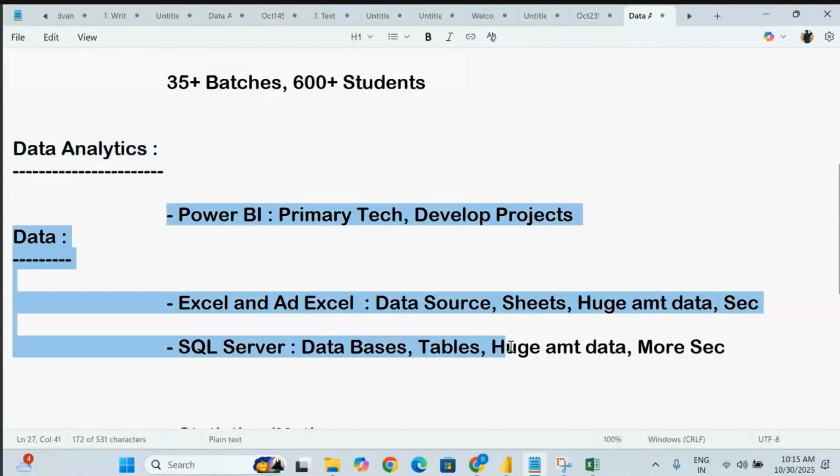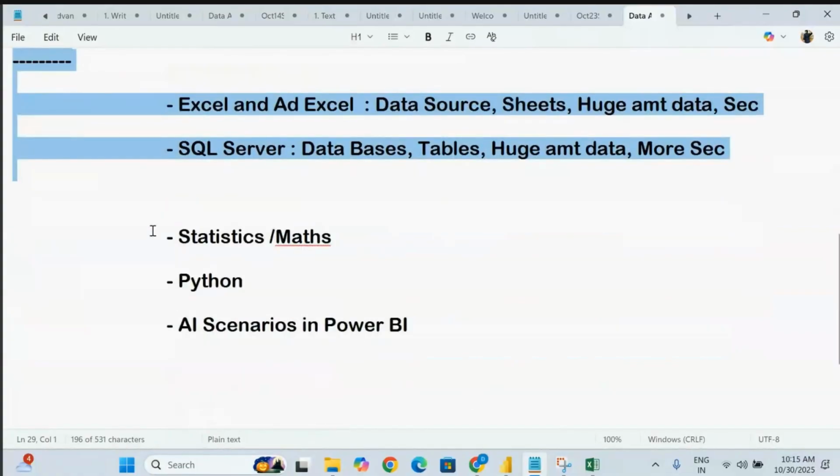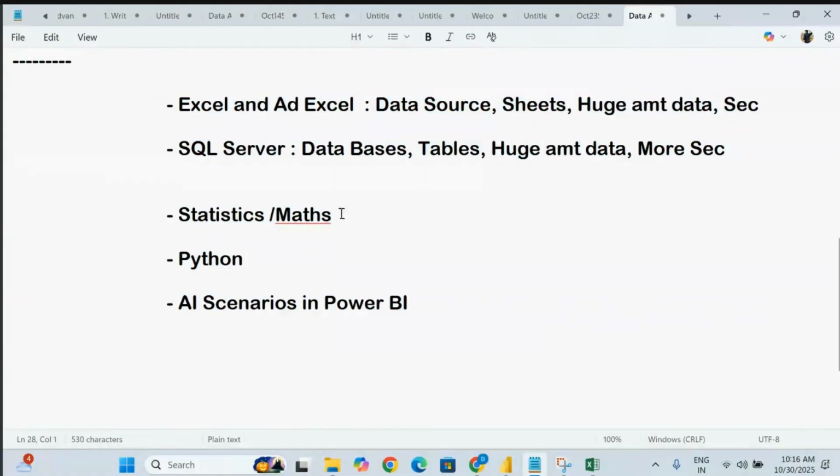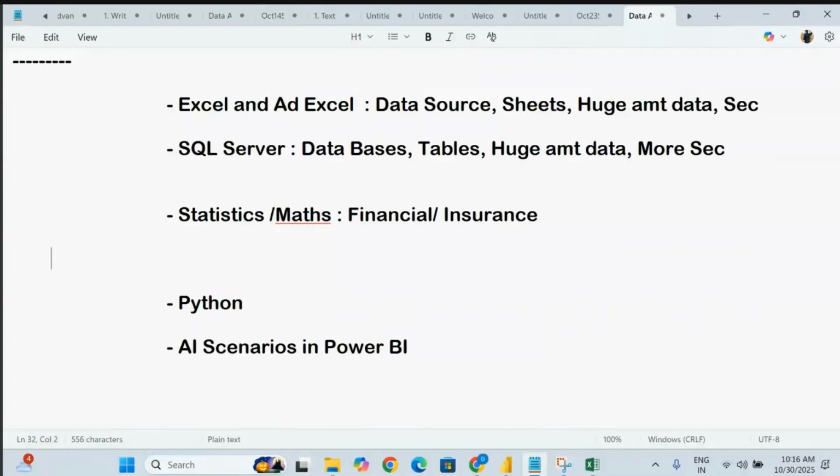So these three are very important for you to understand to get a job in data analytics. Next, the remaining things we need. Why do we need to learn them? Observe, here are statistics and maths. Where to use, when to use, why it is required, understand. Whenever you go into the financial domain or the insurance domain, these domains require some statistical and mathematical operations that you need to understand to apply in real-time projects.